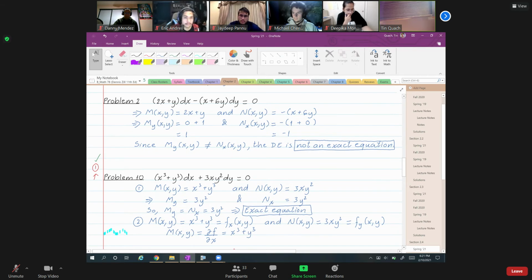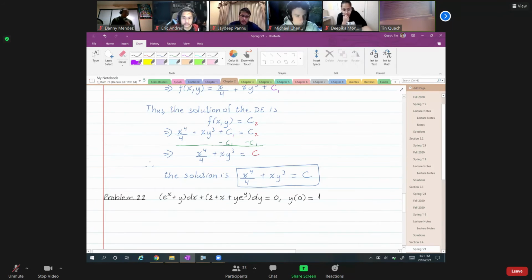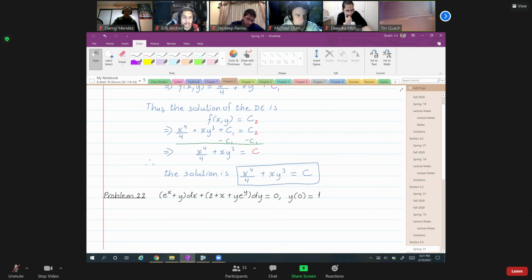Okay, so the next one, this time you have an initial condition. After you solve this equation to get something like this, you plug this in to find out what the C is, because this gives you the general solution of the differential equation. But if there is an initial condition, you have to use it to find the C so you can get a particular solution. Make sure you understand all the terminology there.